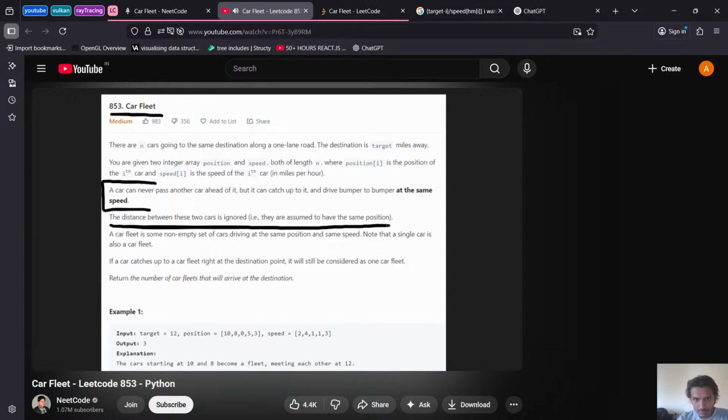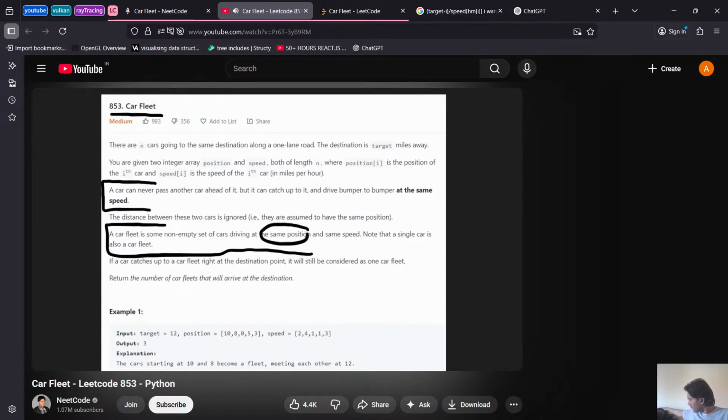That's what they mention right here. And they also mention a car fleet is just some non-empty set of cars that are basically at the same position, traveling at the same speed. And by the way, even a single car can be considered a car fleet.